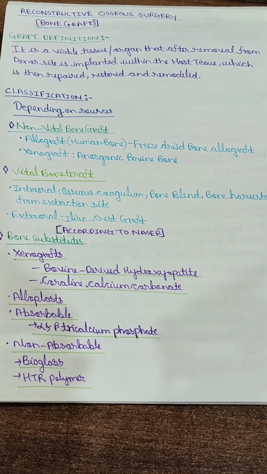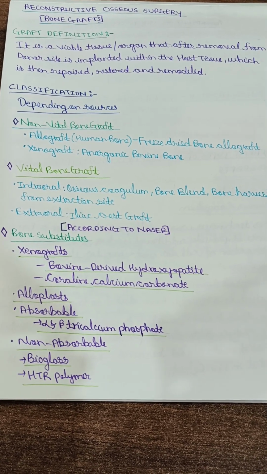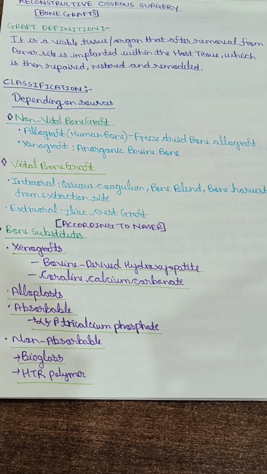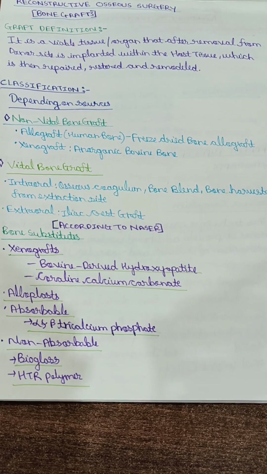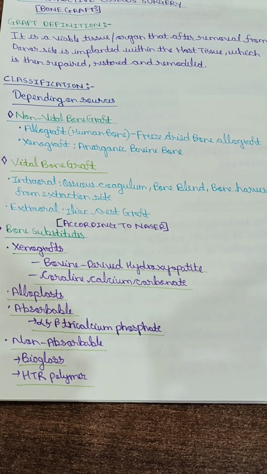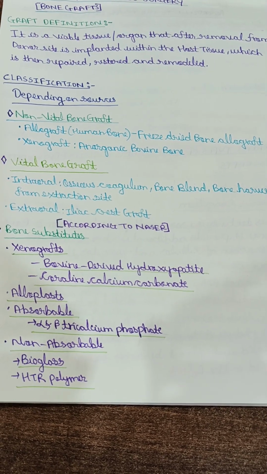According to Nasr, the classification is that the bone substitutes include xenograft, alloplast, and autograft. Xenografts include the bovine-derived hydroxyapatite and coralline calcium carbonate. Alloplasts are absorbable, such as alpha and beta tricalcium phosphate, and non-absorbable, which includes bioglass and HTR polymer.